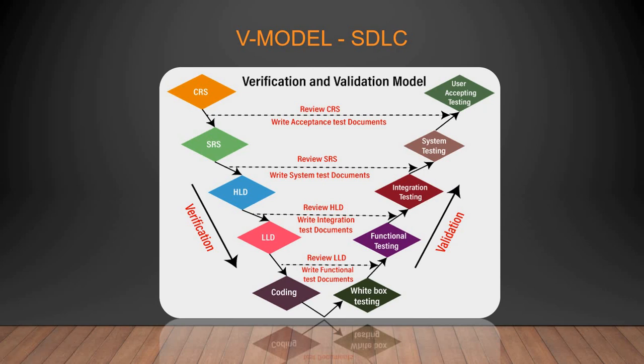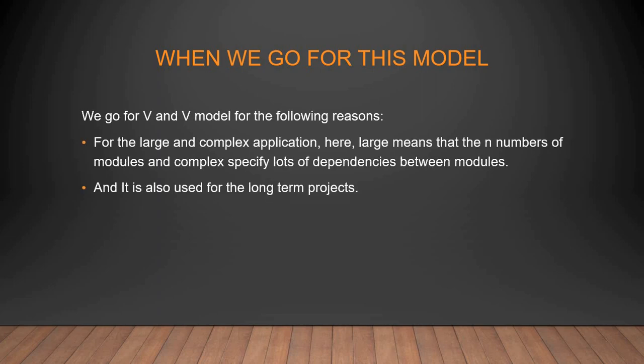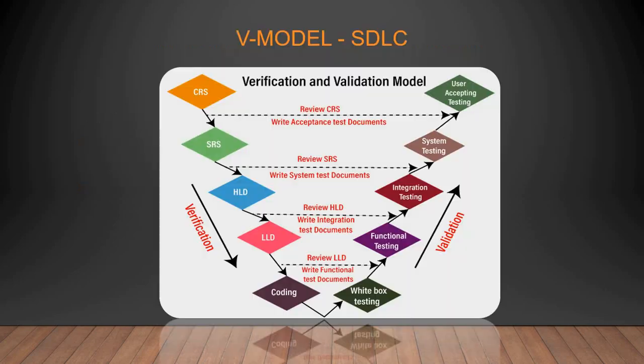Before explaining each and every phase of V model, first see when we go for this model. We go for V and V model for the following reasons. For large and complex applications, large means n number of modules, and complex specifies lots of dependencies between modules. And it is also used for long-term projects. So it is about where we use V model. So let's come to the V model phases.